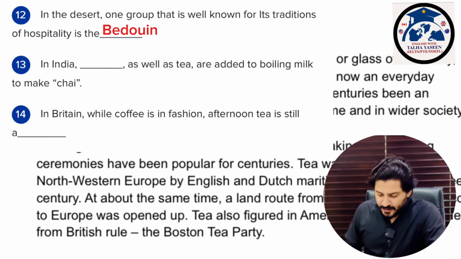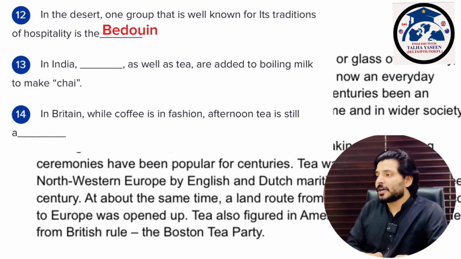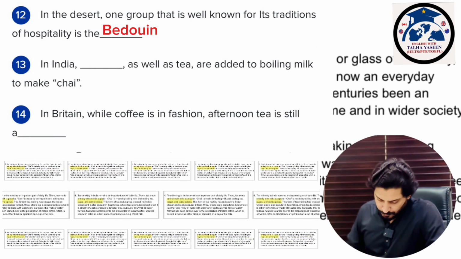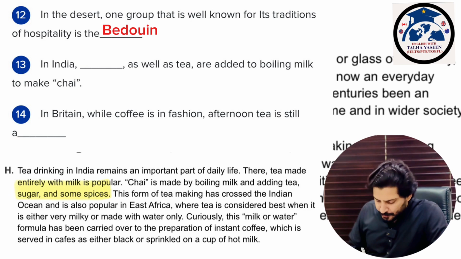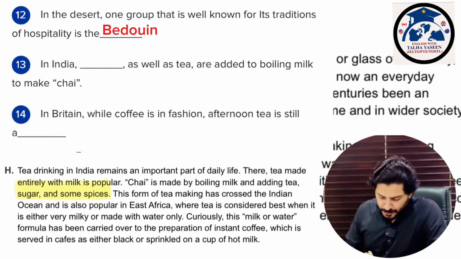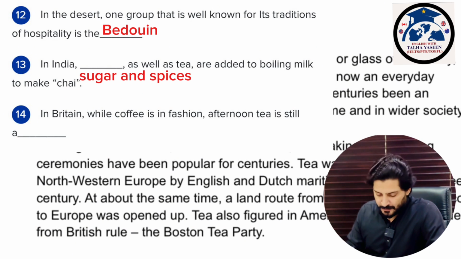Number 13. In India, dash as well as tea are added to boiling milk to make chai. We have already solved it while doing the matching headings questions. Let's read paragraph H. Tea remains an important part of daily life. The tea is made with milk. Chai is made by boiling milk and adding tea, sugar and some spices. This is our answer. We can write: in India, sugar and spices as well as tea are added. Tea has already been mentioned, so we will write sugar and spices to boiling milk to make chai.